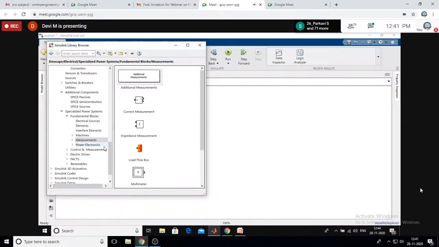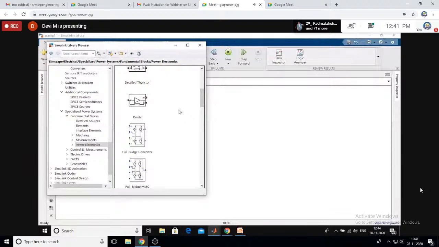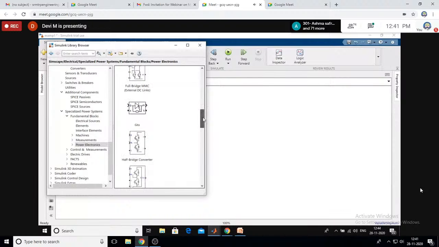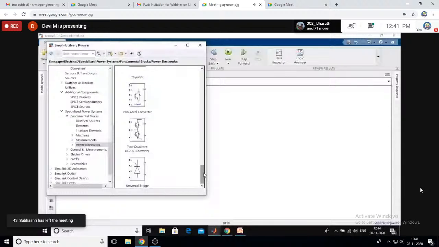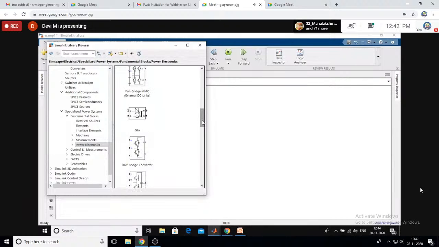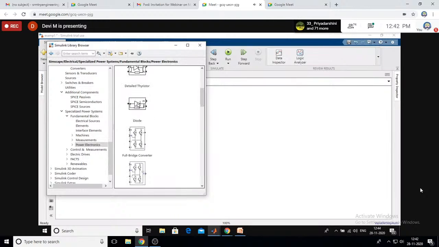Next one is the diode. Everything is over here: full bridge converter, GTO, half bridge converter, ideal switch, IGBT, diode, MOSFET. Everything is available. If you are using the 2018 version, some blocks are missing; in 2020 it is very much updated and you have n number of blocks over here. So here I have taken my diode from here.